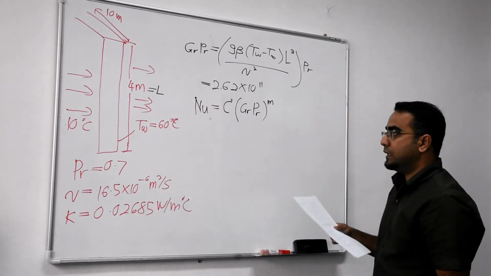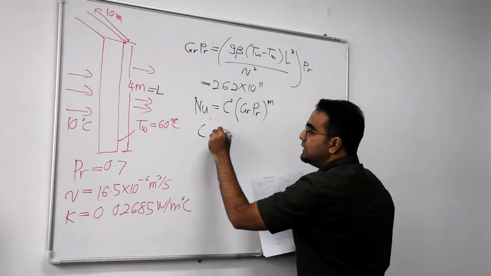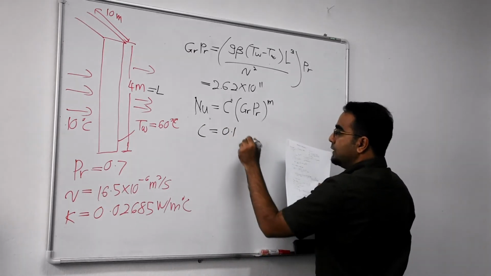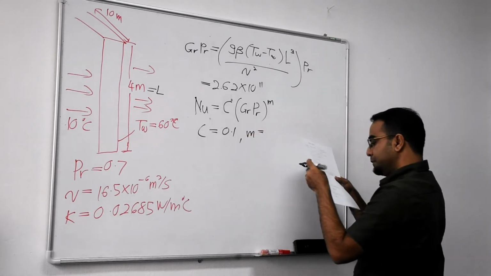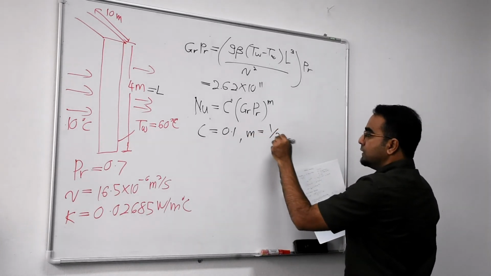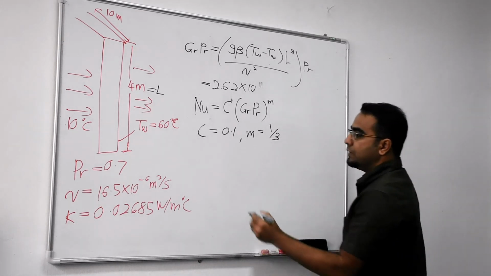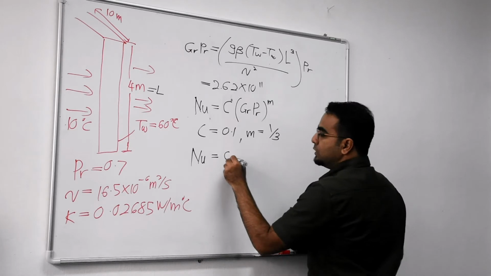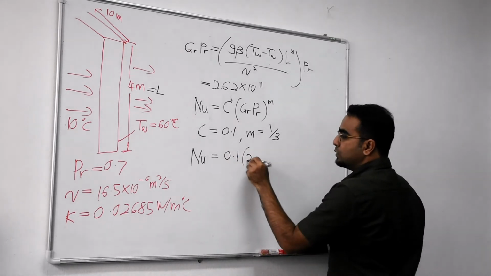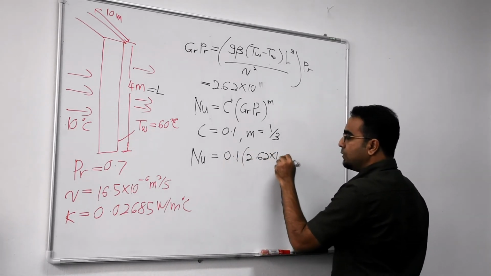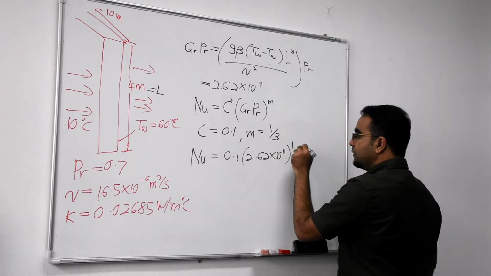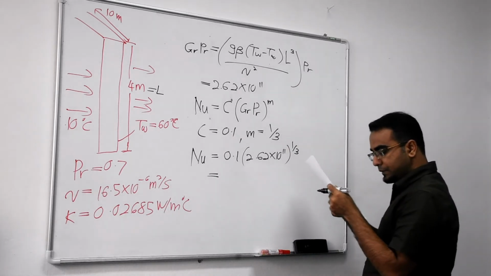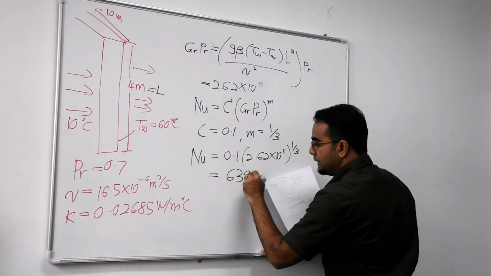So look at table 7.1, you get a value of C equal to 0.1 and m equal to 1/3. So put in the values, Nu is equal to 0.1 times 2.62 times 10 to the power of 11, to the power of 1/3. So you get a value of Nusselt number of 639.9.